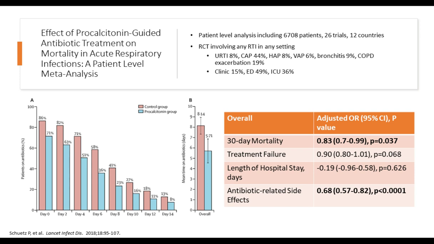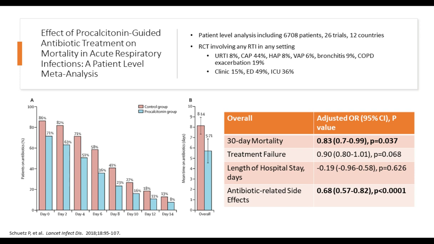This is a meta-analysis, and I think this is the best, most recent meta-analysis. What this is, it took all of the trials, 26 trials, 6,700 patients with lower respiratory tract infection. They were all randomized trials. Now, they occurred in varying settings, mostly hospital and ED. That was about 85%: CAP, HAP, VAP, bronchitis, COPD exacerbation. But there were some clinic patients included in that, and upper respiratory tract infection.